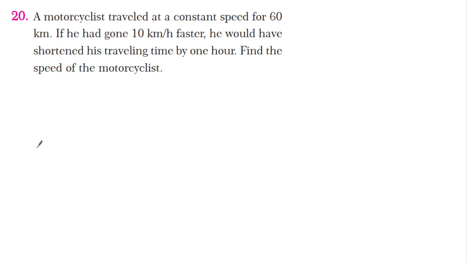A motorcyclist traveled at a constant speed of 60 kilometers per hour. So his speed, velocity, is 60 kilometers per hour. If he had gone 10 kilometers faster, let's say this is V1, if he would have gone with 10 kilometers faster, that means 70 kilometers per hour, he would have shortened his traveling time by 1 hour. Find the speed of the motorcyclist.